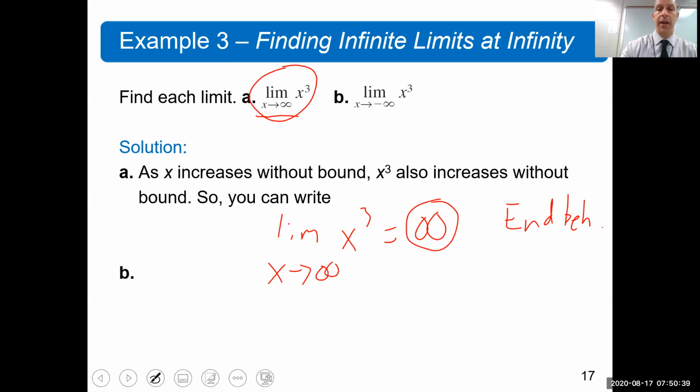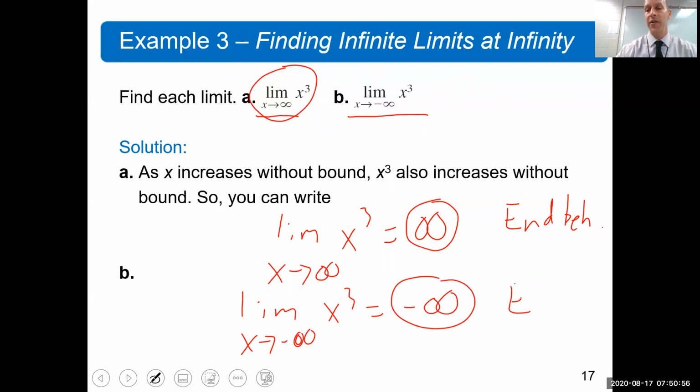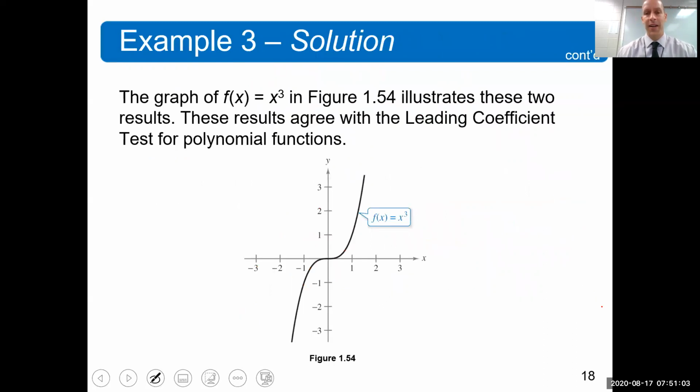We could also say the same thing about the second version of this, which is when x goes to negative infinity. So this is the limit as x goes to negative infinity of x to the third. What's that going to give us? Well, it turns out that it's negative infinity. Again, this tells us a little bit about the end behavior. I think I've got the graph on here, which might get in the way. Oh, it's on the next slide. Good. So the end behavior of this function is it's tending towards infinity as x goes to infinity, and it's tending to negative infinity as x goes to negative infinity.